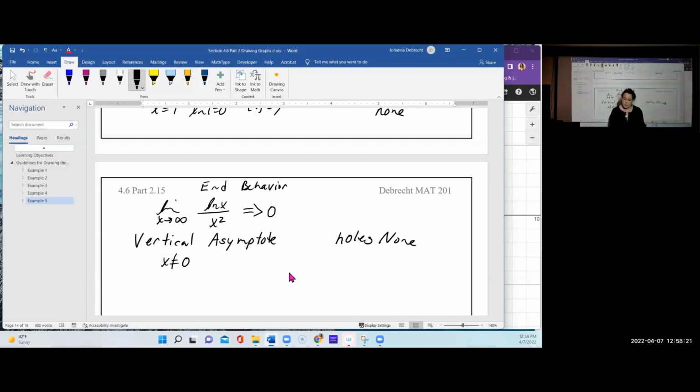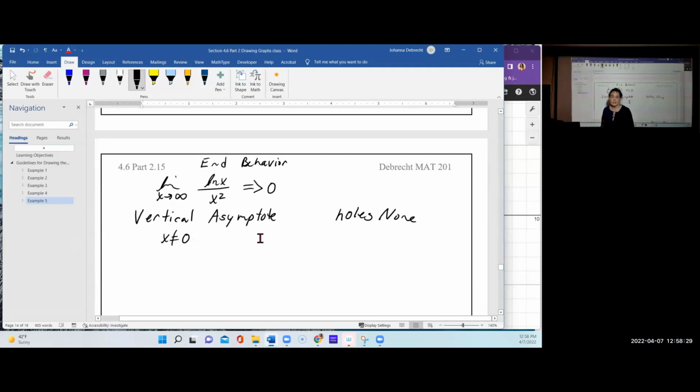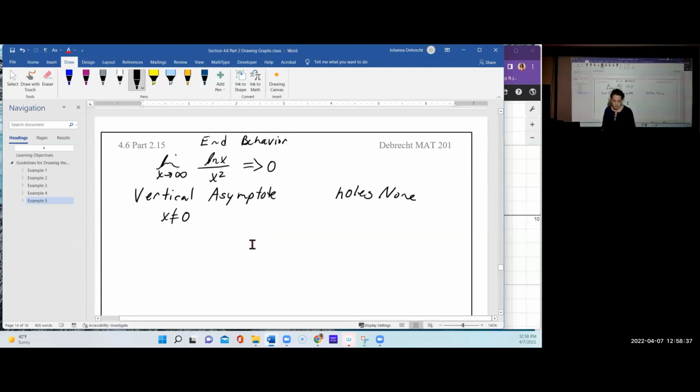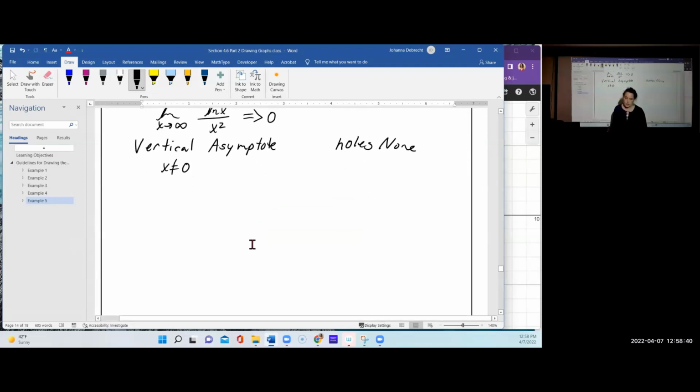Now, the next thing that we wanted to look at is, of course, the behavior due to calculus. So this is going to be the first derivative test, which gives us increasing, decreasing, and relative extrema. And then the second derivative, which gives us concavity and inflection points. So we'll start with the first derivative, and we're going to find increasing, decreasing behavior. So we need to find the first derivative.